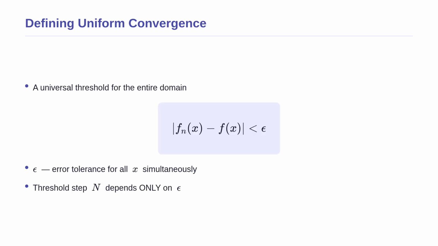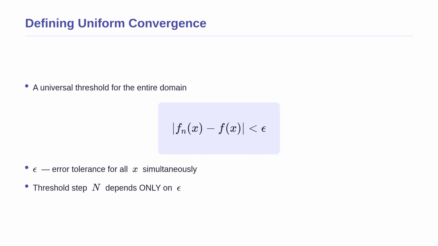Now let us look at the mathematical condition for uniform convergence. Visually, this inequality looks completely identical to the one we used for pointwise convergence. However, the logical rule governing when we can use it is entirely different and much more powerful. Here, the absolute difference between the sequence and the limit is guaranteed to be less than the tiny positive number epsilon for every single point in the domain simultaneously.